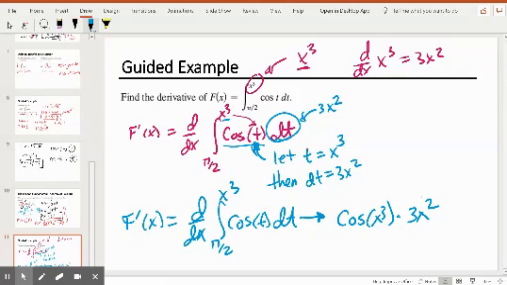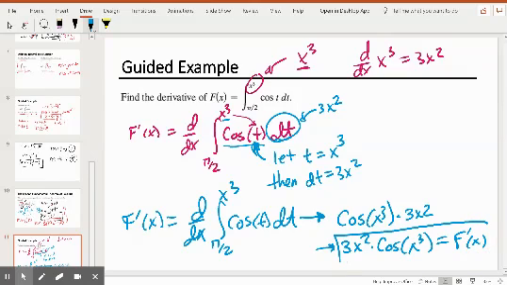But it's usually common practice to put the 3x squared out in front. So I'm going to rewrite it that way. 3x squared times cosine of x cubed would be our answer for f prime of x. And that's the second fundamental theorem of calculus.